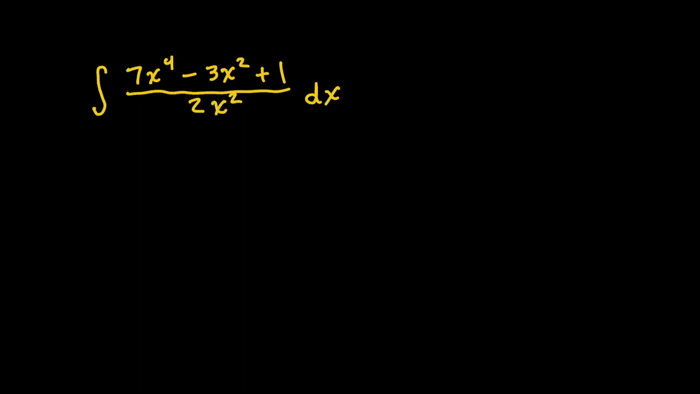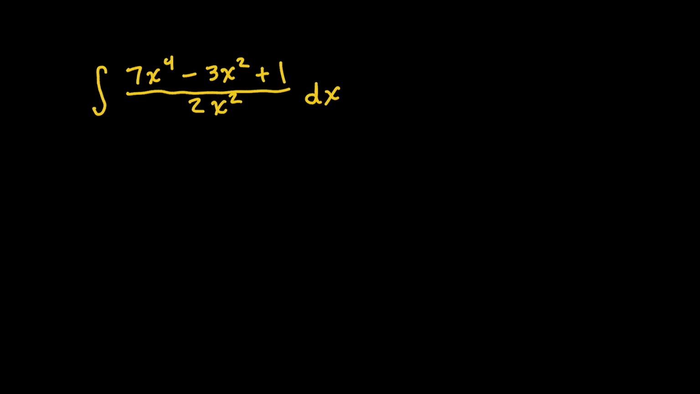Now, even more so than when you're taking a derivative, when you're taking an antiderivative, it's very important to simplify your powers before starting. Okay, so let's say that we're taking the integral of 7x to the 4th minus 3x squared plus 1 all over 2x squared. Okay, this looks very similar to the derivative problem that we did, but when we're doing an integral, pretty much the only way we can do this is by simplifying and then just using some power rules.